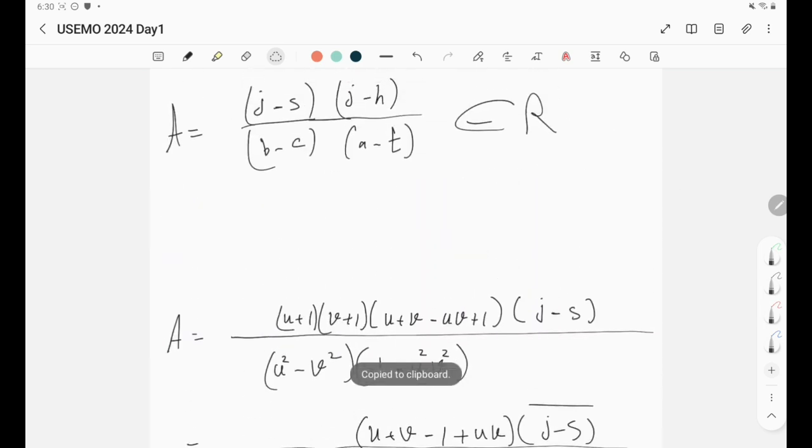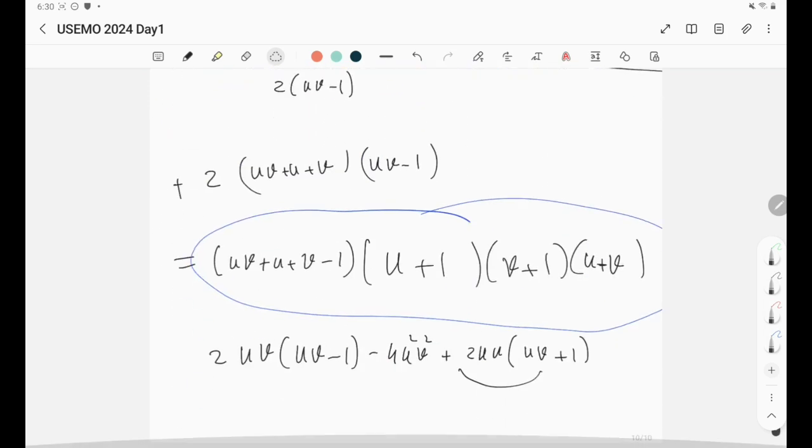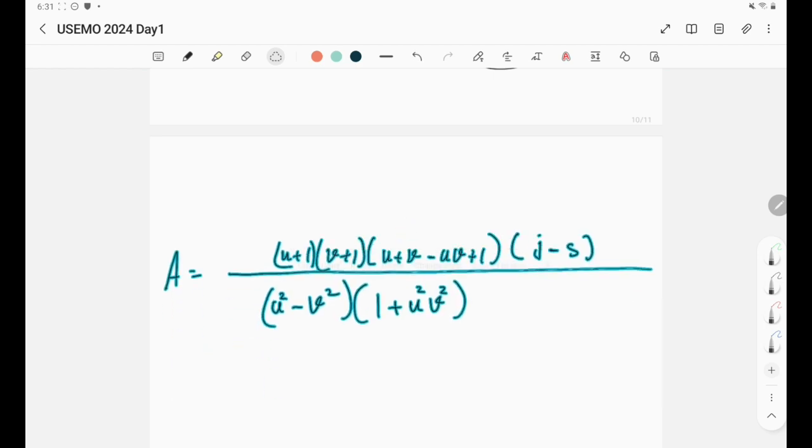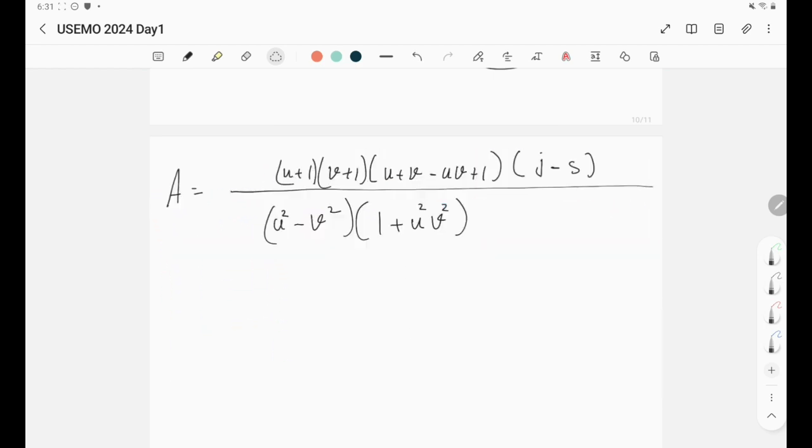By the way, this is not a because we had a negative half, but who cares? We just need to show that this thing is real. Of course, if you are in a contest, then don't write a. You should write that you divided by negative half. Anyway, I'm just going now to replace j minus s by that thing.